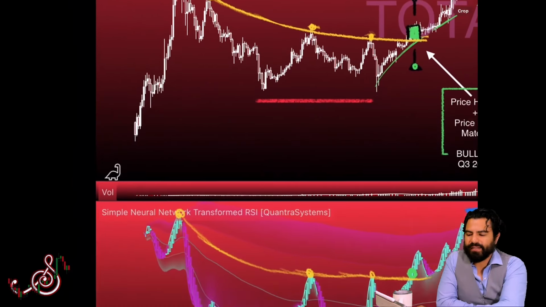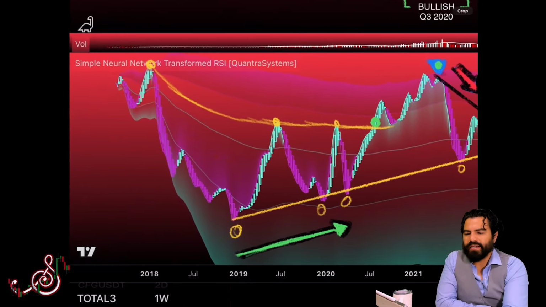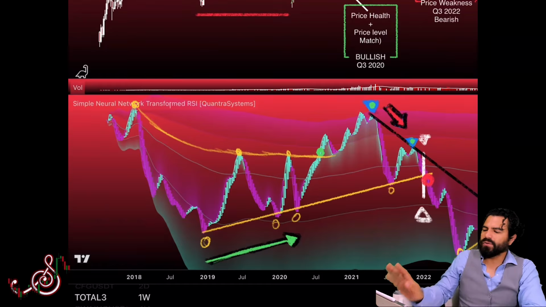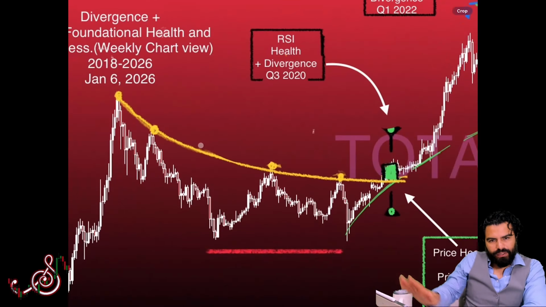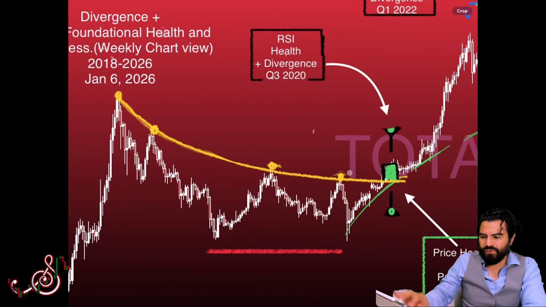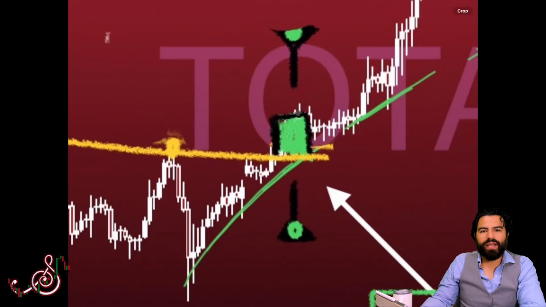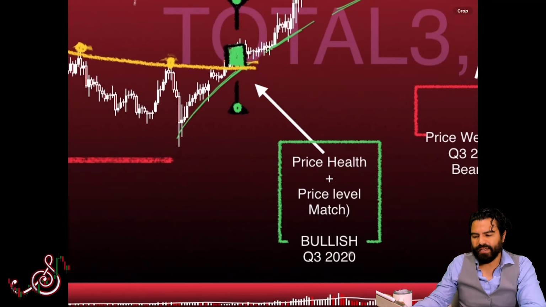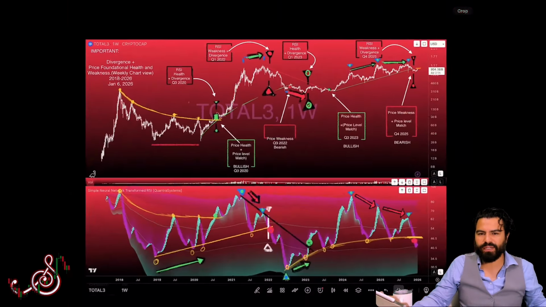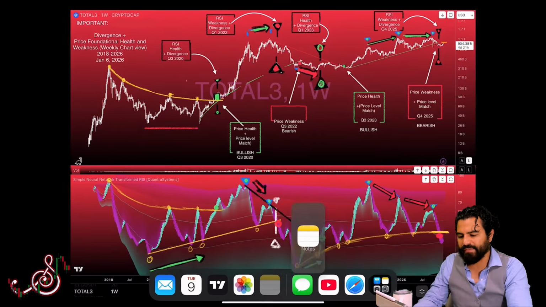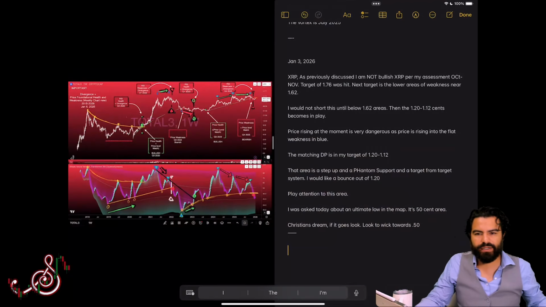Let's do this systematically, okay? And the first thing I notice is that we have price in a parabolic type move here. So we can draw the parabolic in yellow, and then we break into health approximately here in Q3 2020. So let's read our report side by side regarding this move, okay?